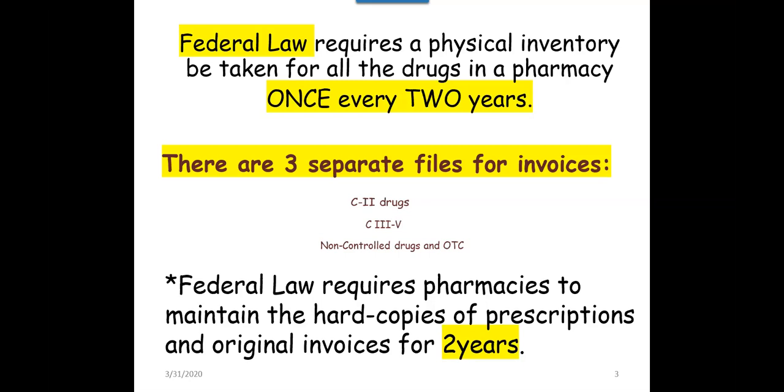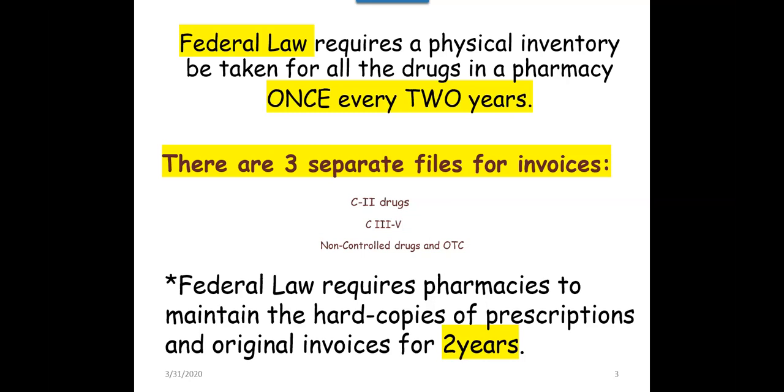Something else I'll be saying frequently, lots of redundancy: 2 years, that's the magic number. With the exception of HIPAA, where you have to maintain records for 6 years, everything else in federal law is 2 years. So you have an inventory every 2 years. You have to file your original invoices and prescriptions and maintain them for 2 years.